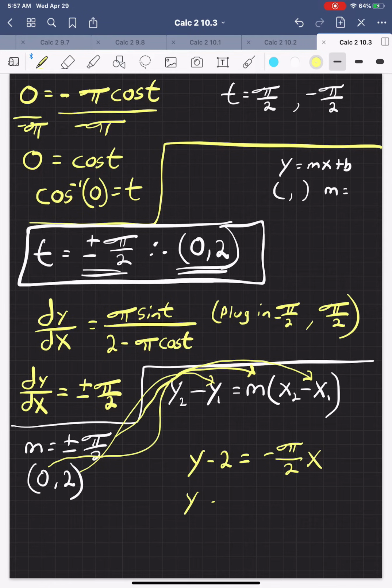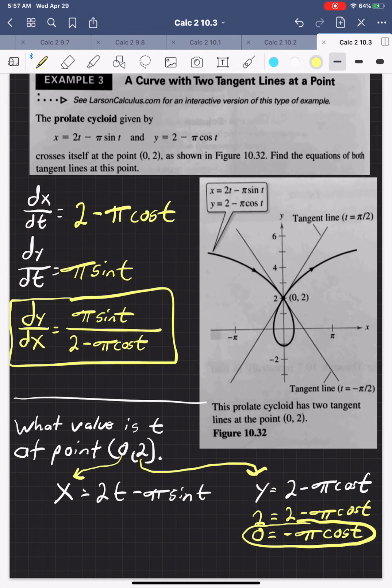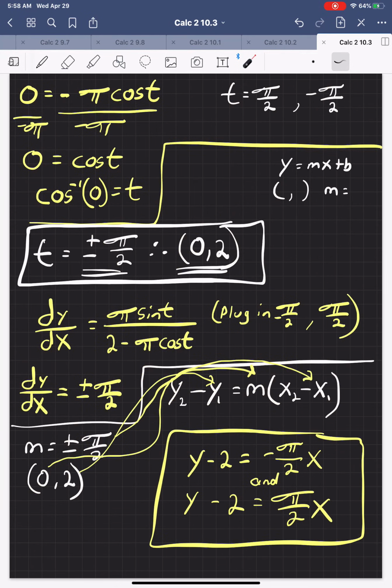And we get y minus 2 is equal to positive pi over 2 x. These are the two equations. You can look back to your picture so that you can see that's the tangent line. Okay, no, I'm sorry, I'm pointing to the wrong thing. That's the equation of the parametric description. These are the equations of those tangent lines.